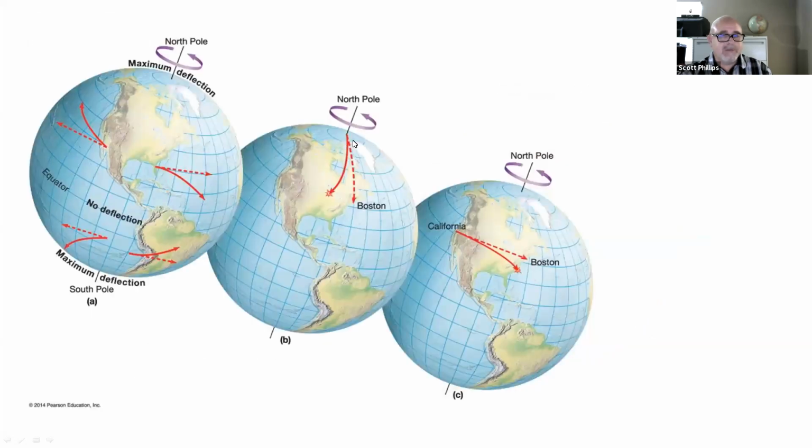So this is just a couple of figures showing that from the North Pole, you'd be deflected to the right. Going California to Boston, you'd be deflected to the right. In the Southern Hemisphere, you'd be deflected to the left. And this is due to the Earth being a rotating system.